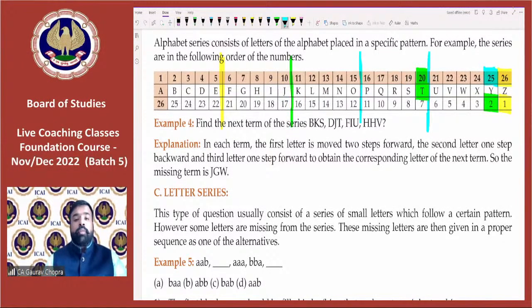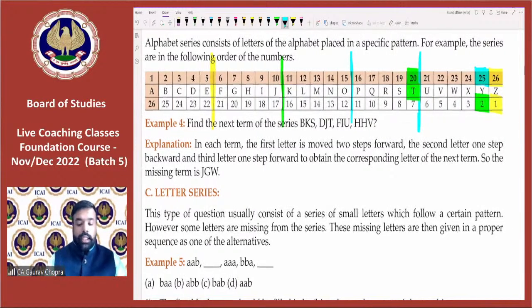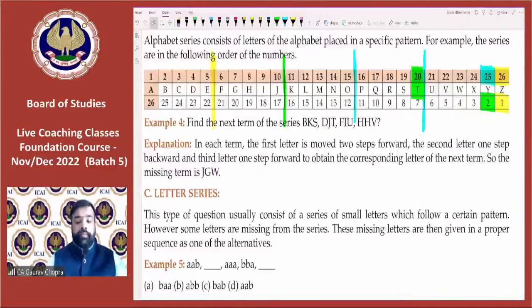Now, with the help of this, we have to solve some questions. Like find the next term of the series BKS, DJT, FIU, and so on. This kind of series is given. So we can easily write the numbers first.